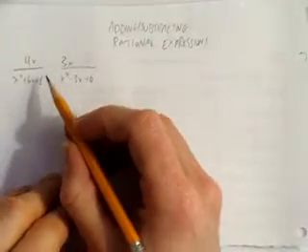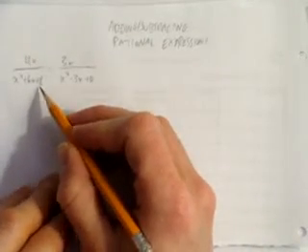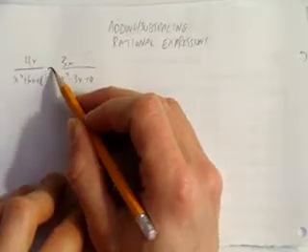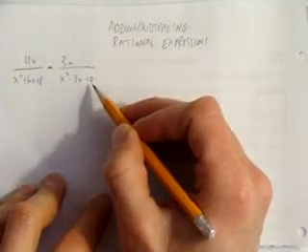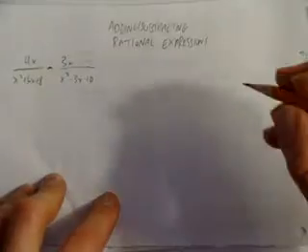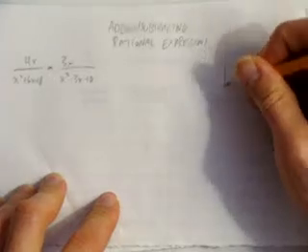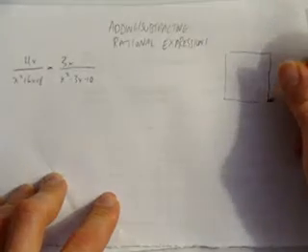In this video, we'll try adding and subtracting, in this case subtracting, rational expressions. We have 4x over x squared plus 6x plus 8 minus 3x over x squared minus 3x minus 10. The first thing we want to do is factor. So we'll do that work over here.